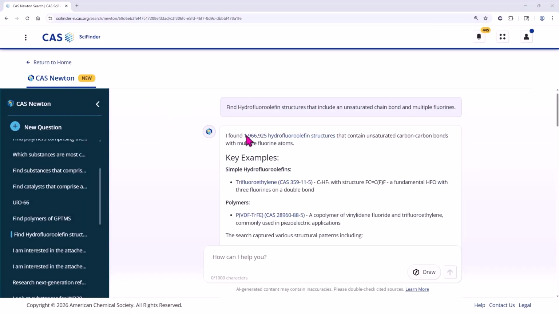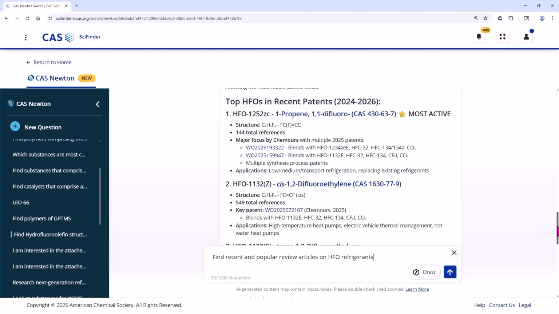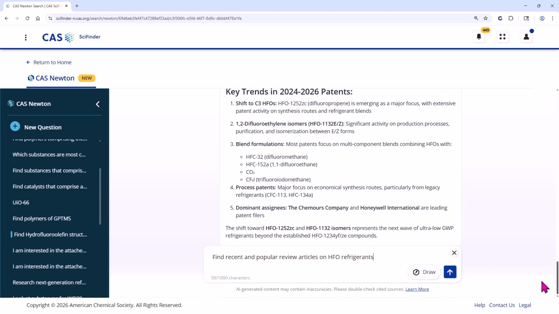Yeah, Paul, good point. I do have more of a patent focus, but of course, we could take a more academic approach here, either by browsing the journal articles or specifically review articles. So I'll just copy and paste in a prompt here to continue my conversation with Newton and ask it to find recent and popular review articles on HFO refrigerants.